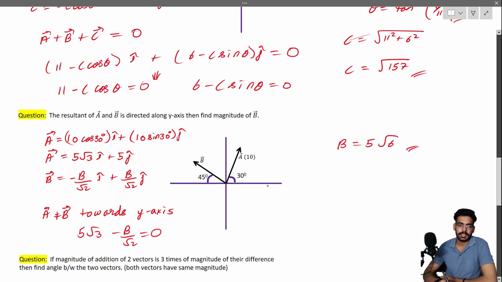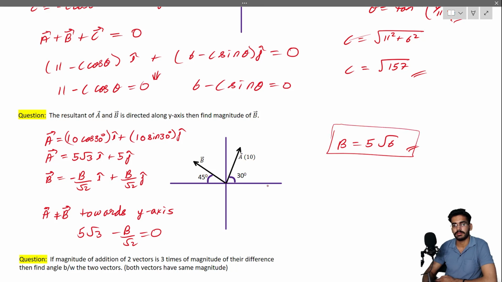Because it is directed towards the y-axis, the y-axis component is some value and along the x-axis it is 0, right? So along the x-axis, add and put it equal to 0, i component 0. That's how b came to be 5 into root 6.